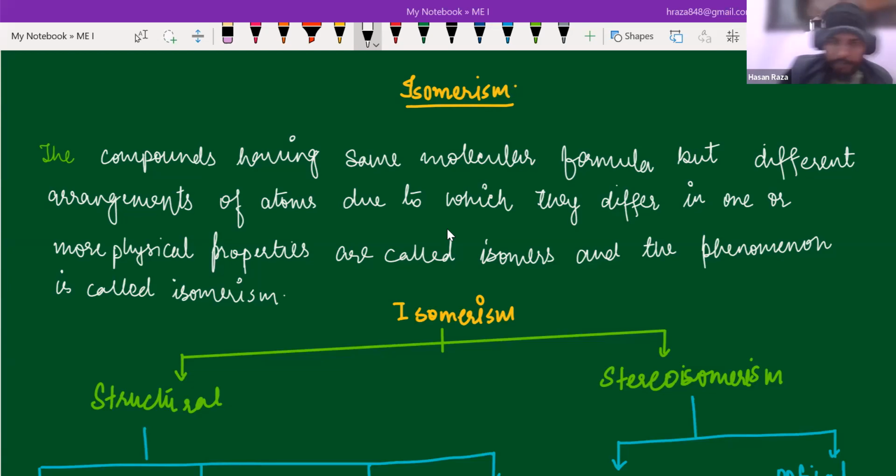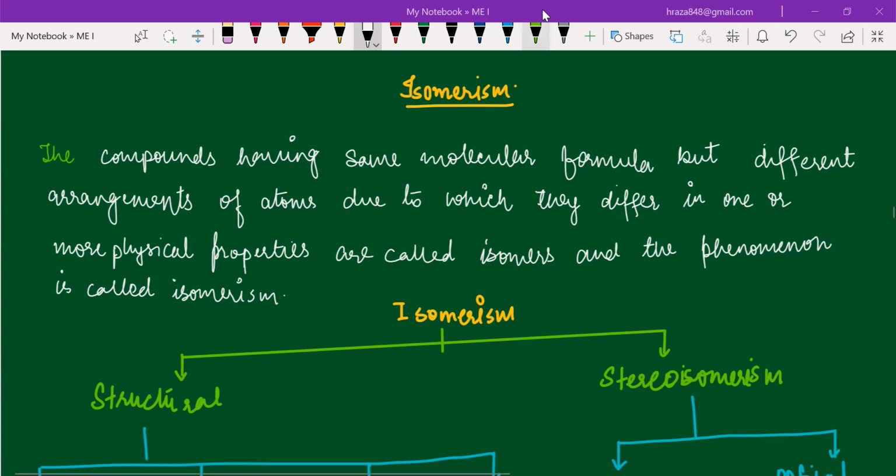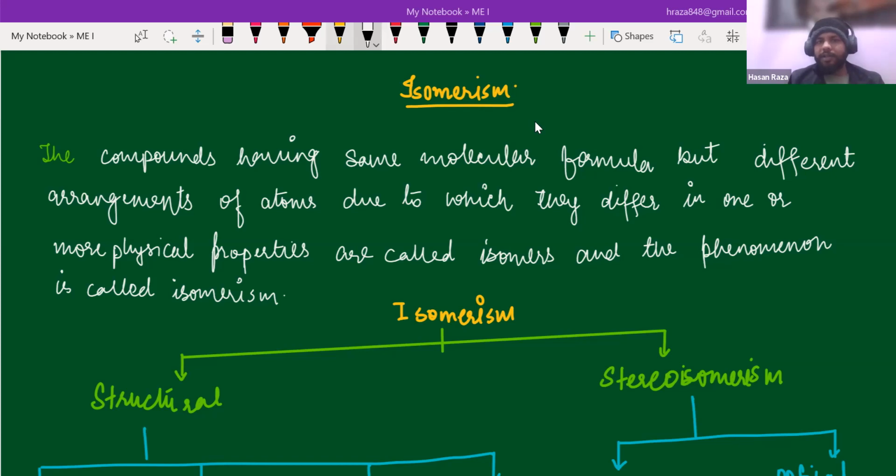So just do let me know when you are able to see the screen. I think now you are able to see the screen. Can you see the screen? Yes, sir.